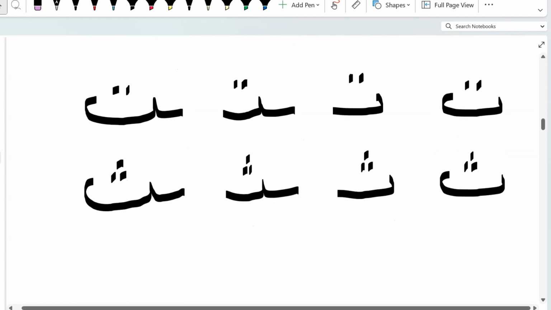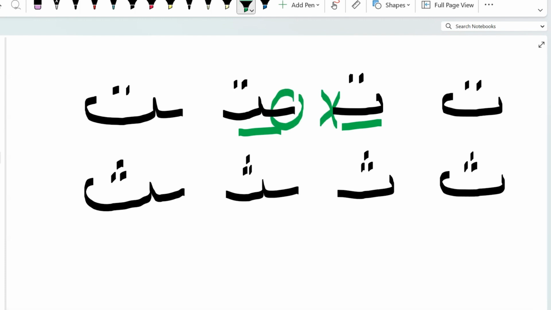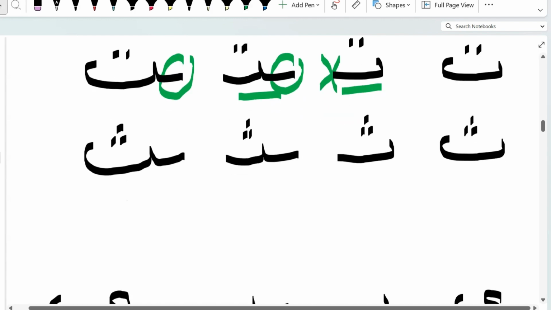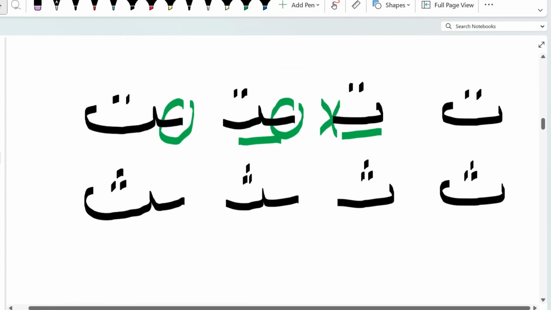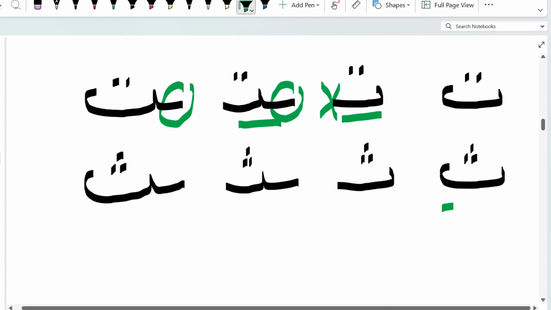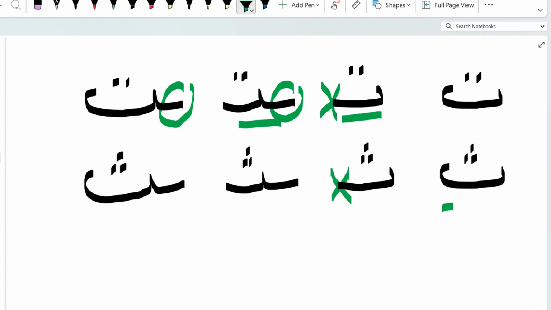This is the ta, t. This is the beginning, the middle. So you cut here, you add this connection for the middle, you add this connection for the end. The same thing, the tha. You cut this to attach the letter after it for the beginning of the word. This is the middle of the word, you add this connection. This is the end, you add this connection.